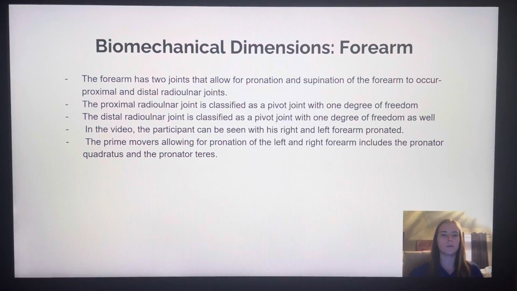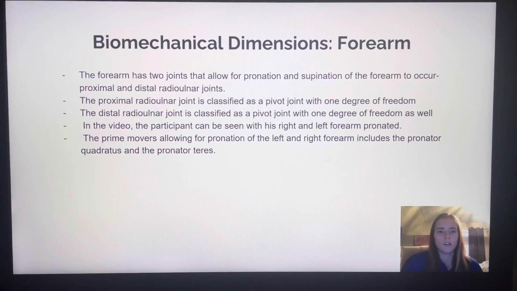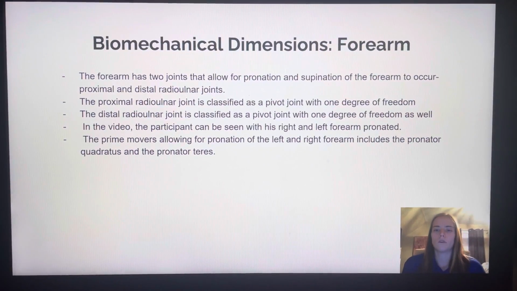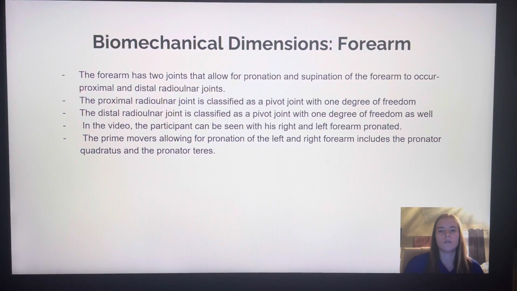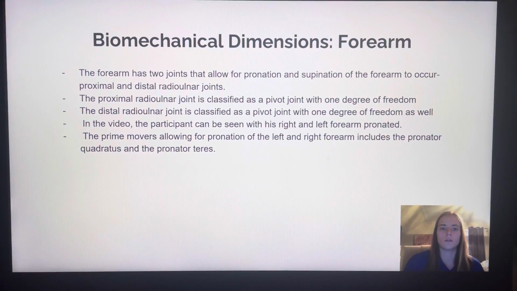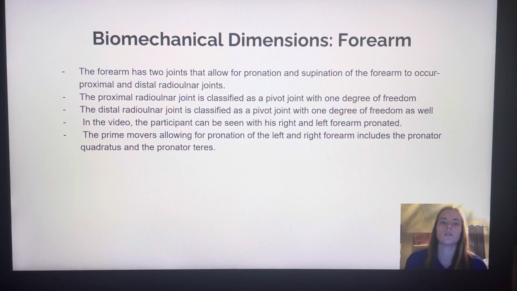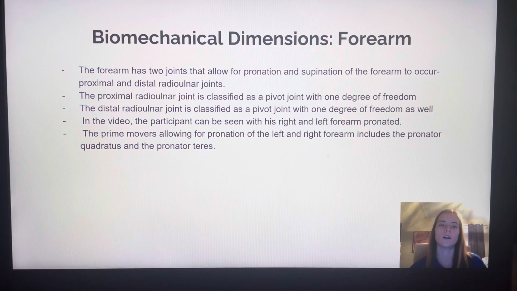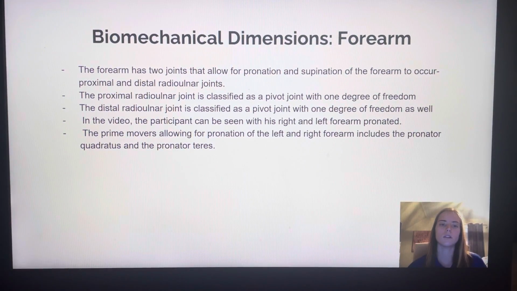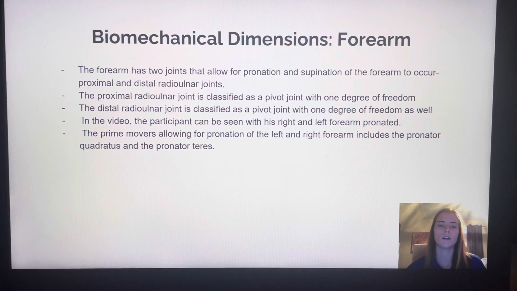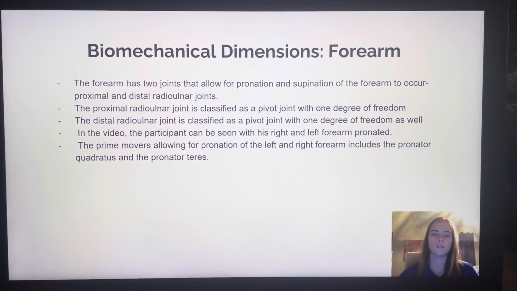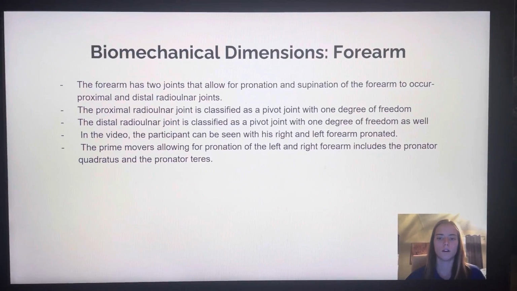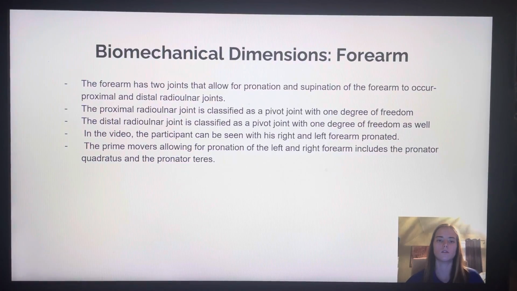In the video, the participant can be seen with his right and left forearm pronated. Prime movers allowing for pronation of the left and right forearm include the pronator quadratus and the pronator teres. The pronator quadratus is located more distally, and the pronator teres is located laterally. These prime movers are an example of concentric contraction.